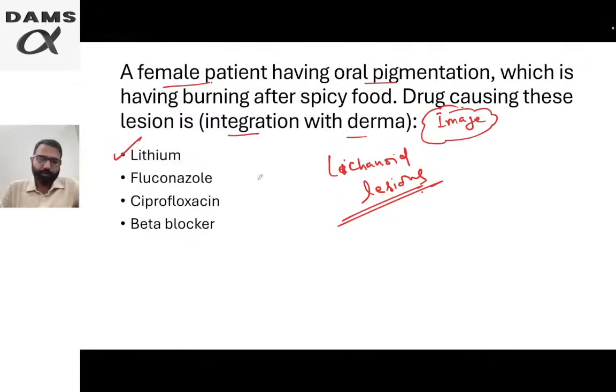Okay. So if lichenoid type of lesions are there, then definitely this is lithium. Okay, lithium. I discussed with many dermatologists. Definitely not the option, not the answer. So beta blocker or lithium. The exact image I don't know, but as per these lesions, lithium should be the correct answer.